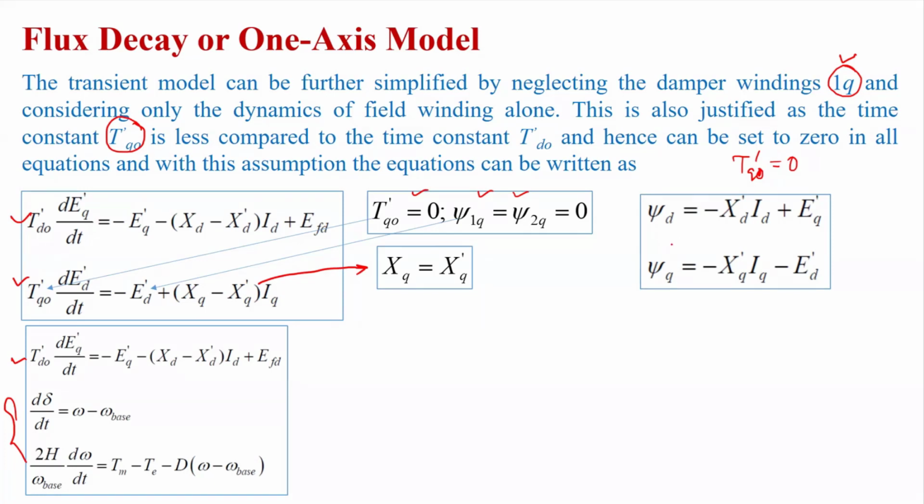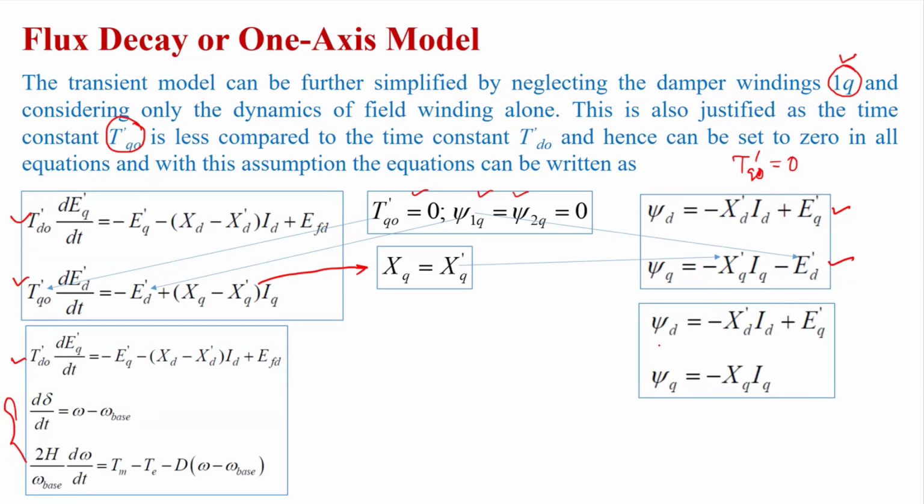Now, further simplifying, we get the psi d and psi q equations. These are the flux linkage equations in the d and q axes: psi d will be minus Xd dash Id plus Eq dash, and psi q will be minus Xq dash Iq minus Ed dash. Further, substituting psi 1q and Ed dash, we find that psi d will become minus Xd dash Id plus Eq dash, and psi q will become minus Xq Iq, because Xq dash is Xq and psi 1q is 0, so Ed dash will also become 0.